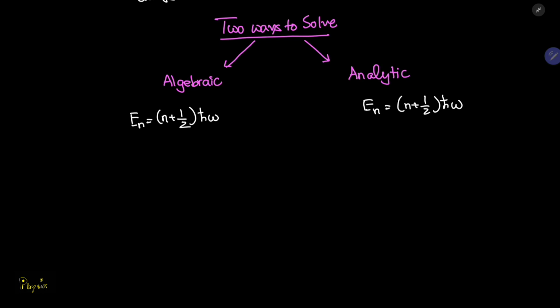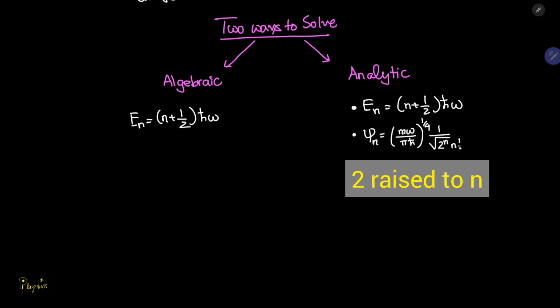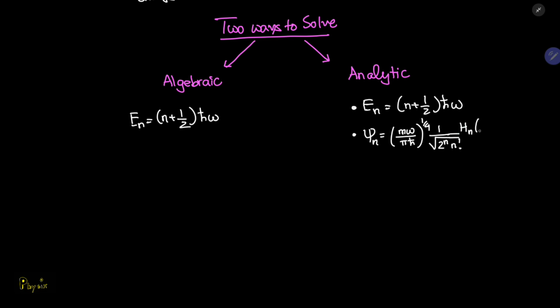The analytic way uses the concept of Hermite polynomials, and the general solution psi sub n is equal to (m omega over pi h bar) raised to the power 1/4, times 1 over the square root of 2^n times n factorial, times the nth Hermite polynomial, which is a function of xi, times e to the negative xi squared over 2, where xi is equal to the square root of (m omega over h bar) times x. This is the analytic method.